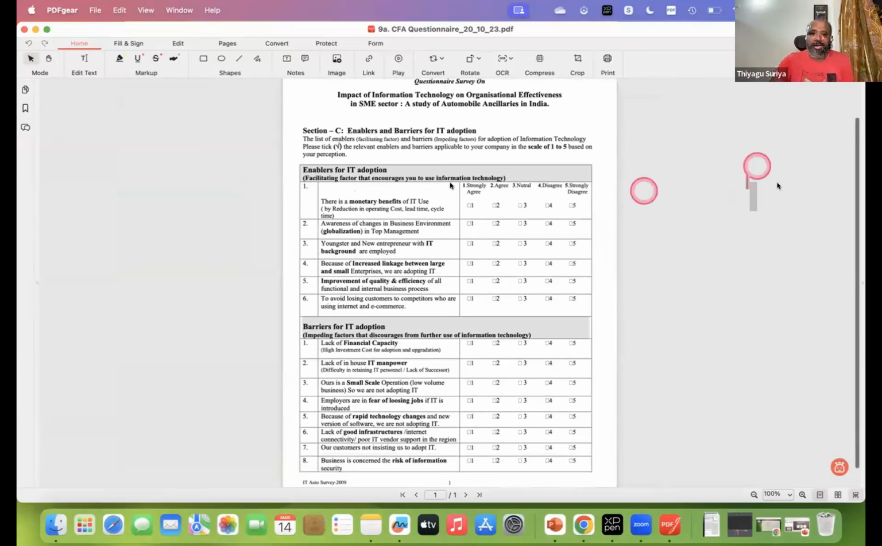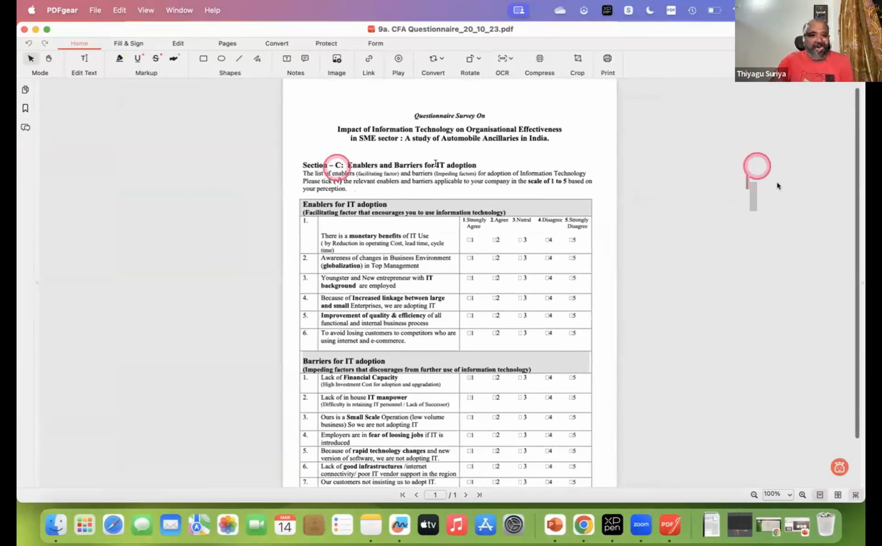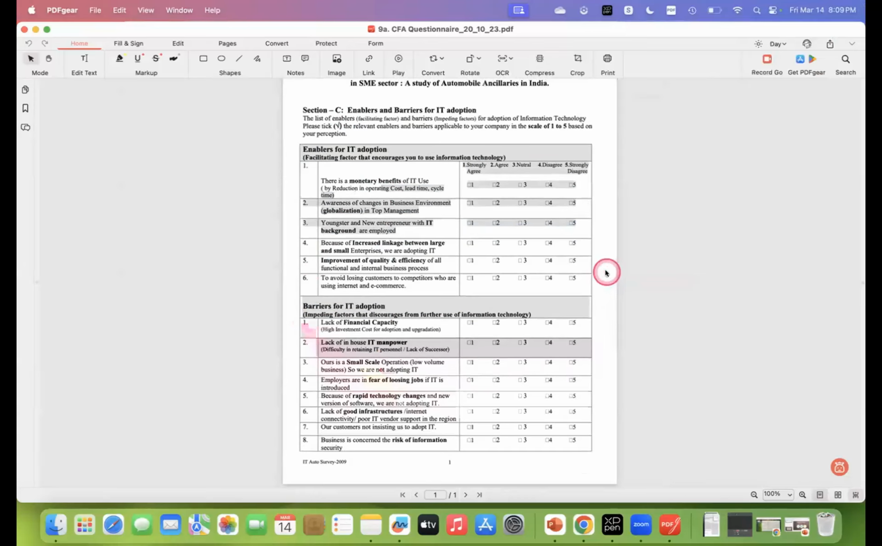You can see this is a tool. This tool is talking about IT adoption. IT adoption has 2 dimensions. What are the dimensions? Enabler, and the other one is called barrier. How many items does the enabler have? 6 items. The barrier has 8 items. Therefore, totally how many items? 8 plus 6, 14 items.